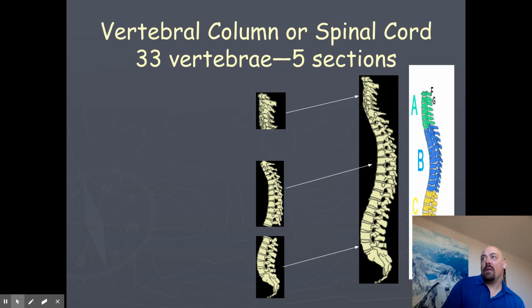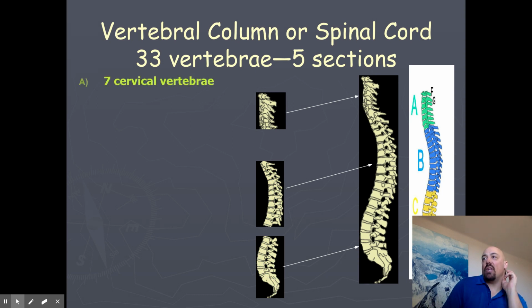When we talk about the vertebrae, also called the spinal column or the vertebral column, we have 33 vertebrae, and we break it down into 5 different sections. This picture doesn't do a great job of it. They show the 3 main ones. But over here, you'll see A, B, C, D, and E. D and E are both red, but it's actually 2 different sections there. So let's talk about these.